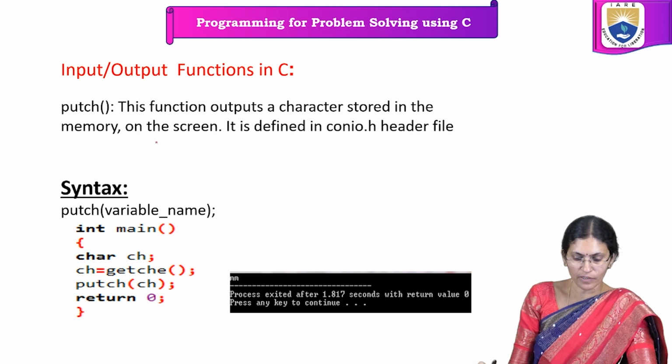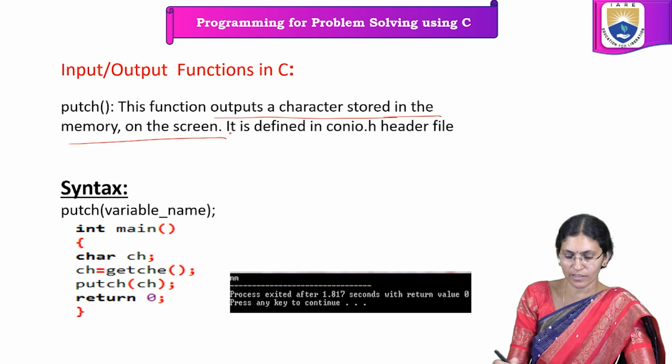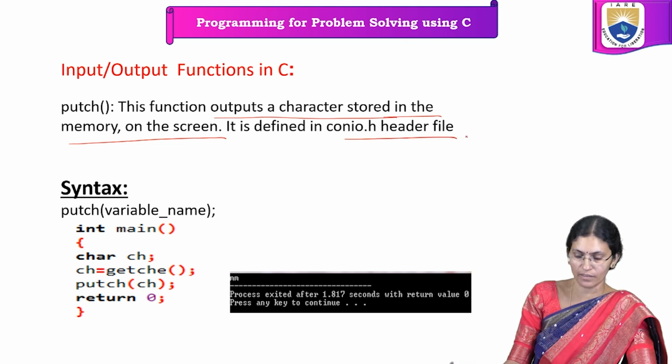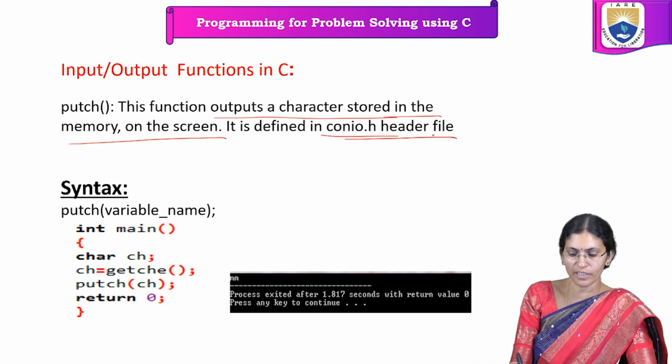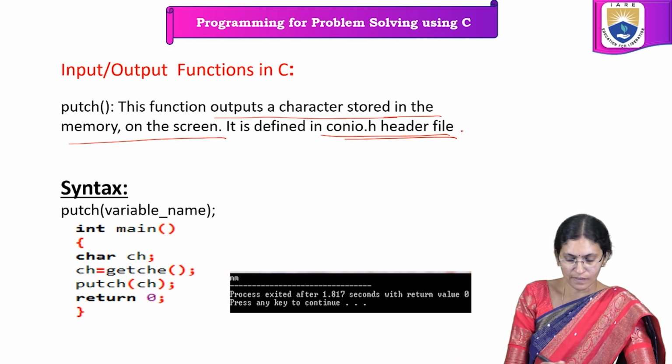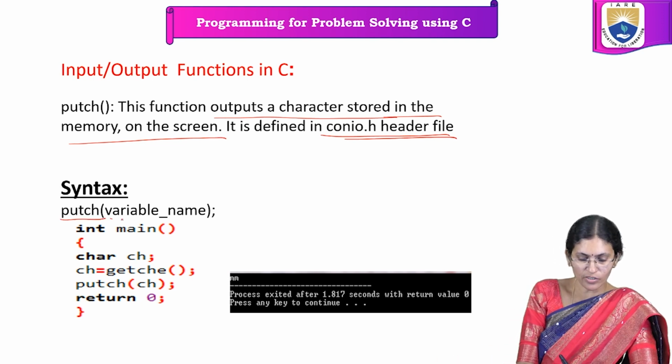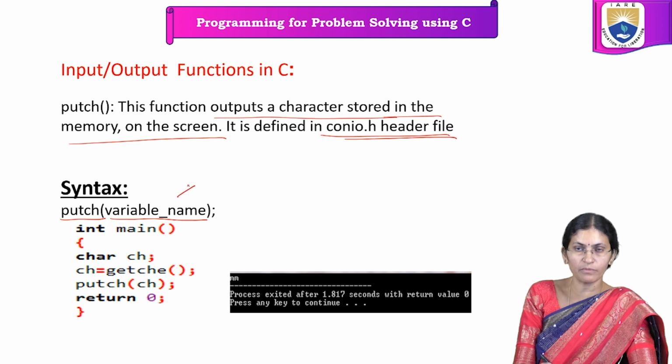Next is the putch function. This function outputs a character stored in memory on the screen. It is defined in the conio.h header file. The syntax is putch and then the variable name. So the variable name is the argument here. These are the arguments.